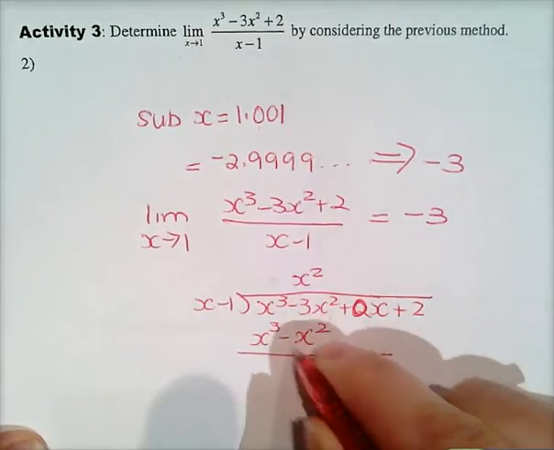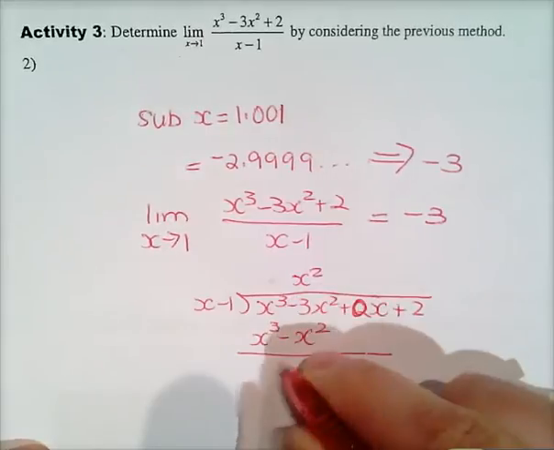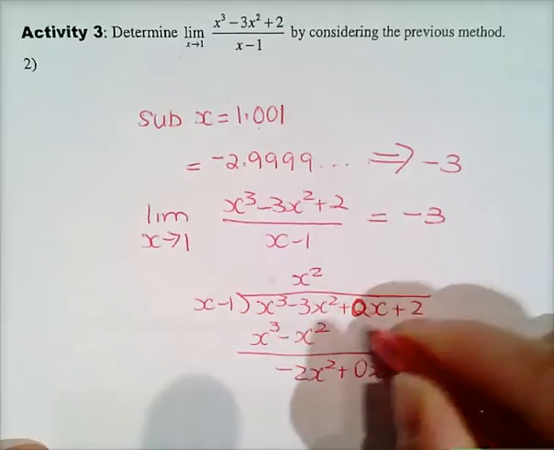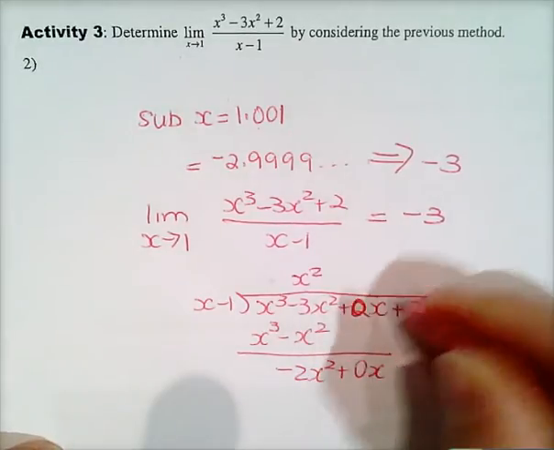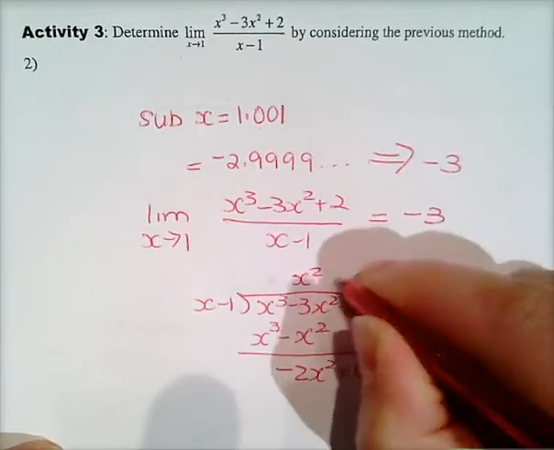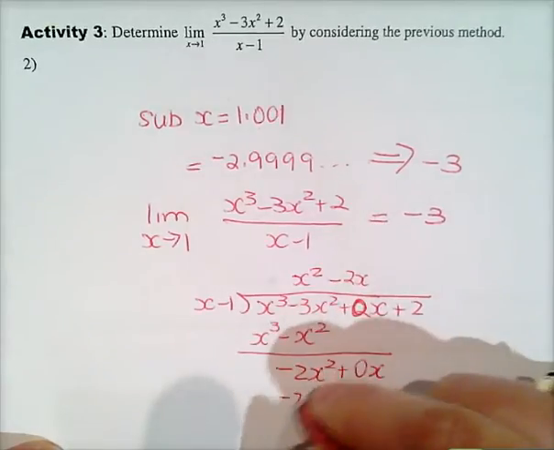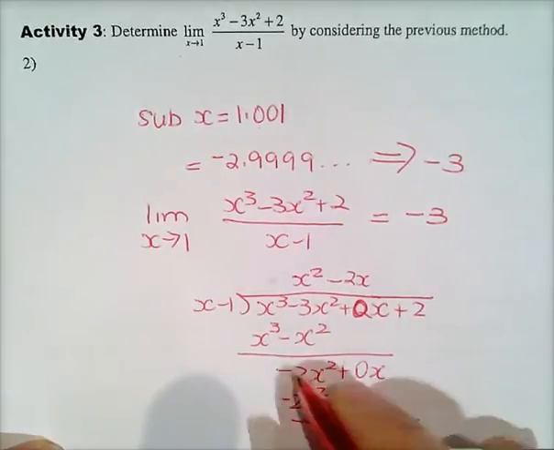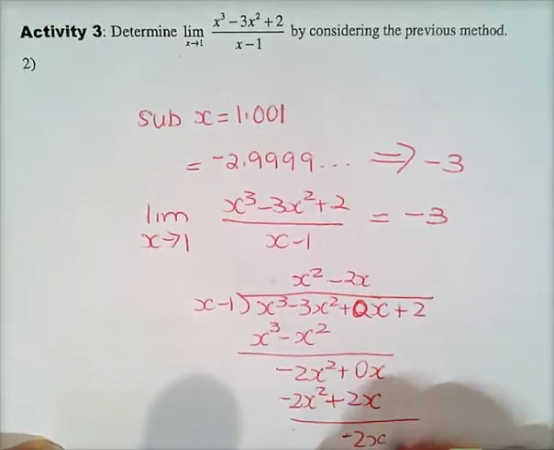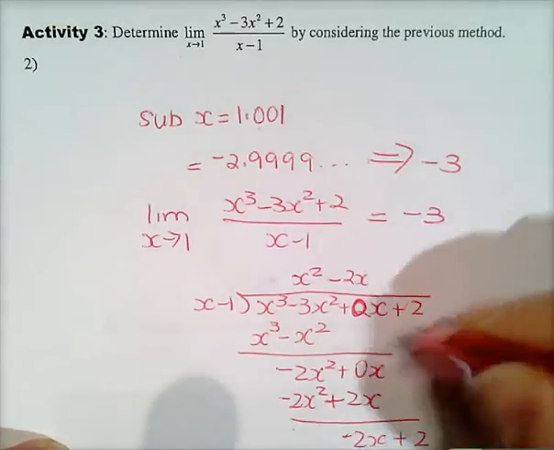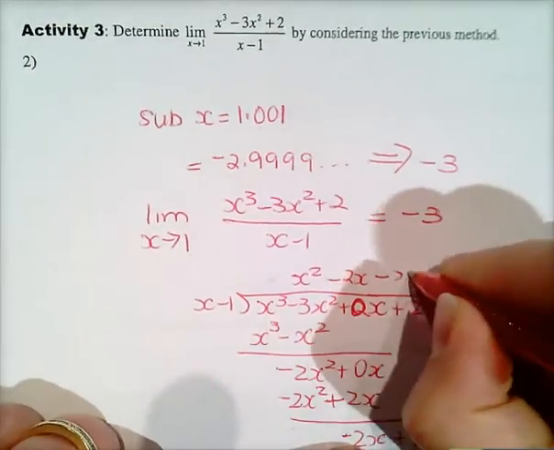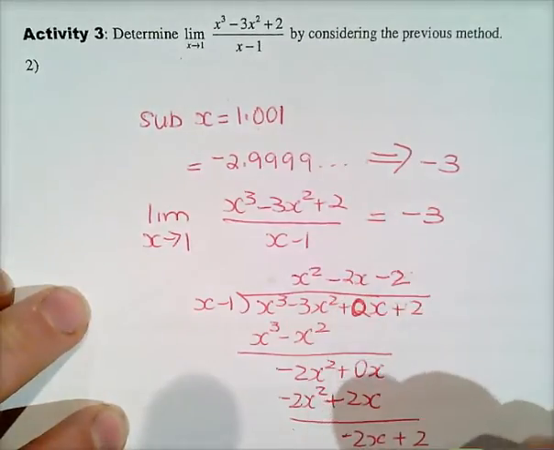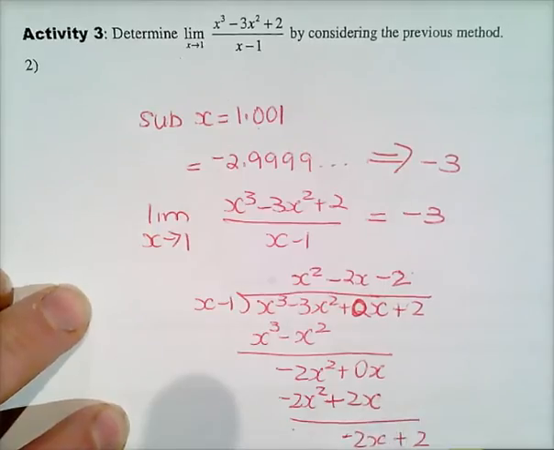Negative 3 minus negative 1x squared is negative 3 plus 1x squared, which is negative 2x squared. Bringing the 0x down, don't forget to put 0x here, otherwise you're going to make a mistake there. x into negative 2x squared is negative 2x. Multiplying through by the negative 2x, you get negative 2x squared plus 2x. Subtracting, we get negative 2x. Bringing this 2 down, and then x goes into negative 2x. The factor would be negative 2 up here. So we get negative 2x plus 2. We get 0 remainder.